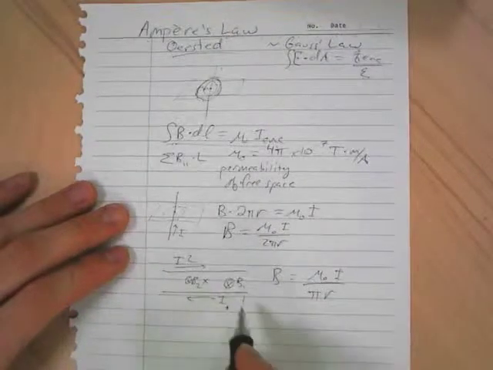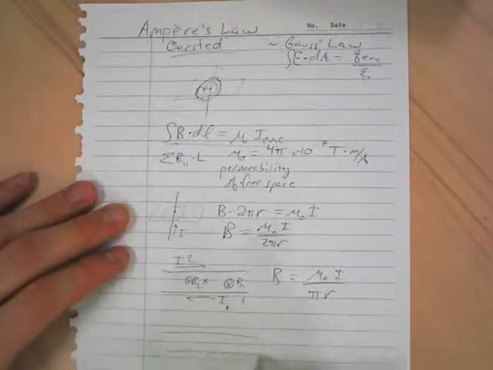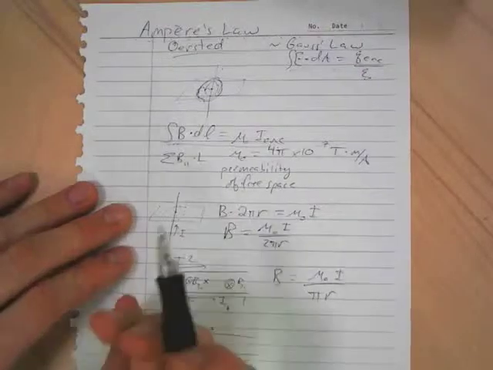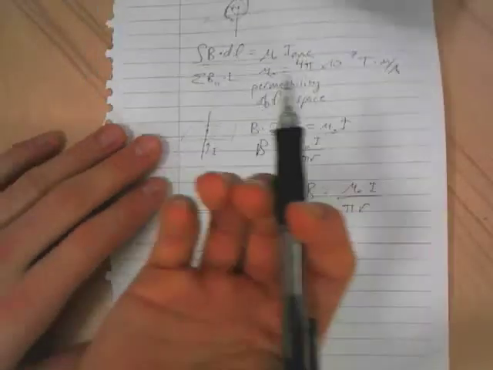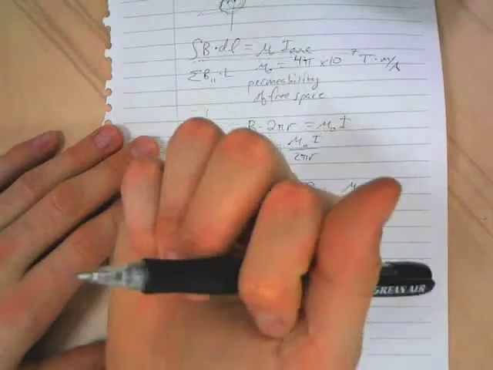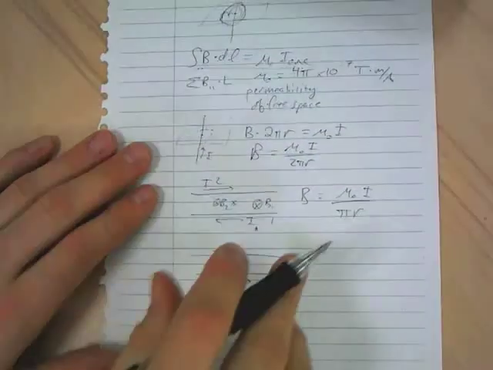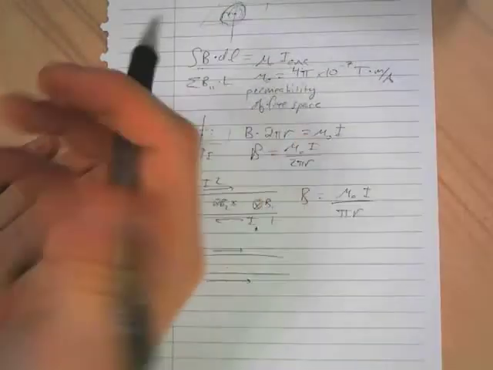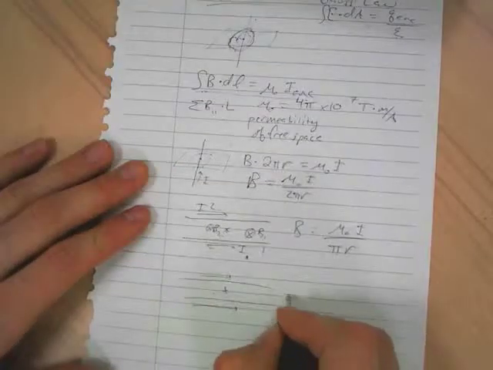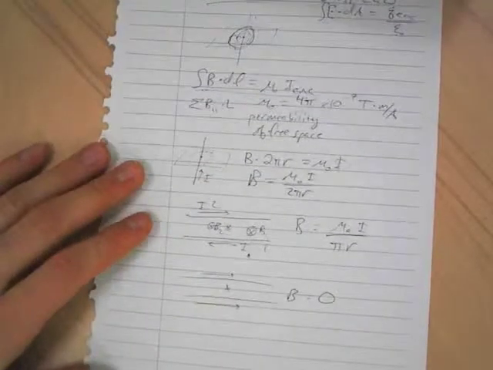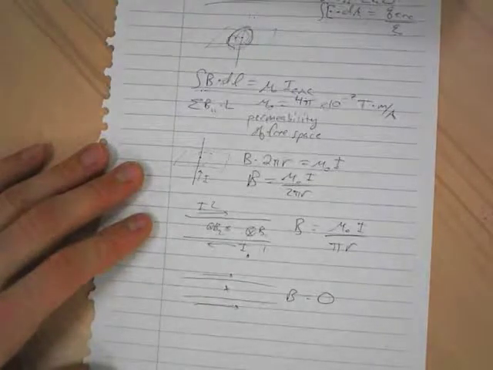If the currents were pointing in the same direction, then this one would cause a B field. You've got a thumb pointing to the right, B field would be coming out of the page. This one would cause a B field that is going into the page. And in this case, the B field at a point halfway between them would be 0.